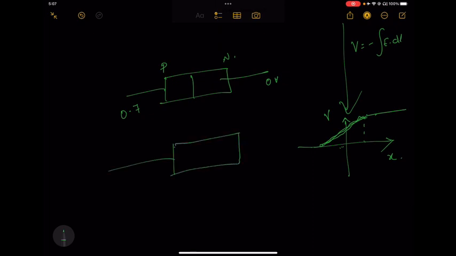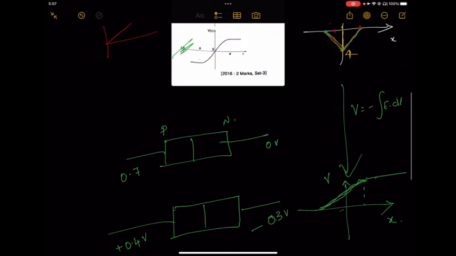Gallium will need lesser, germanium will need lesser. So for example, if you give already here some minus 0.3 volts, you just need to give plus 0.4. So you can visualize this graph something like that. Already a little bit minus voltage is there, so you need to give a little bit more positive voltage. So potential difference should be 0.7.